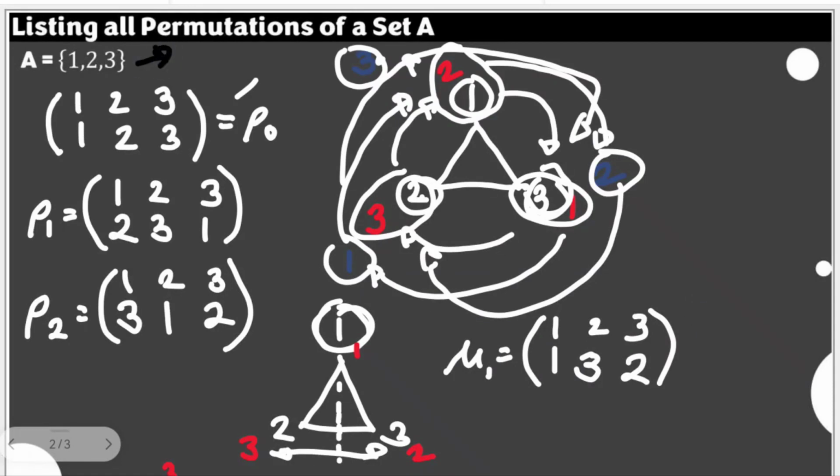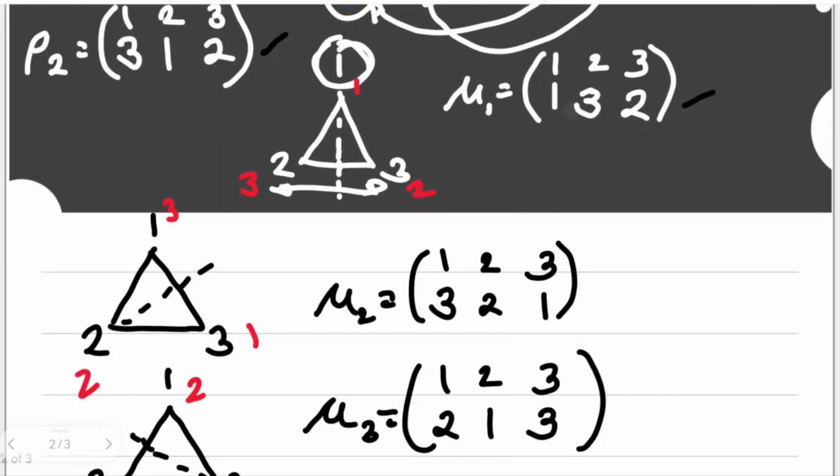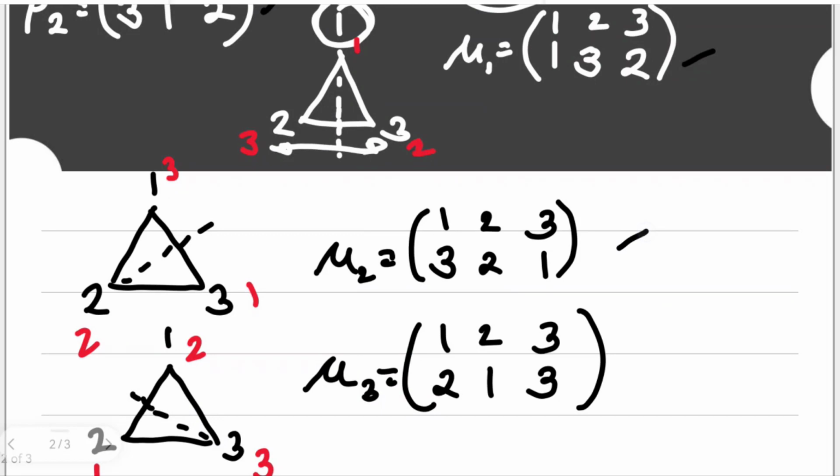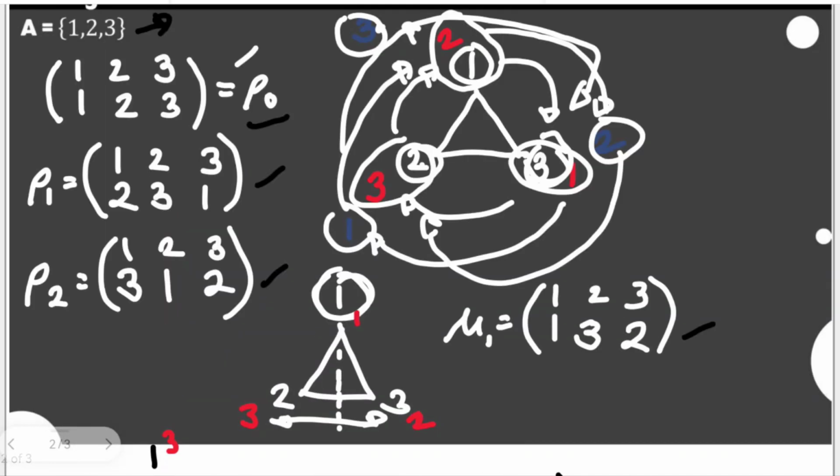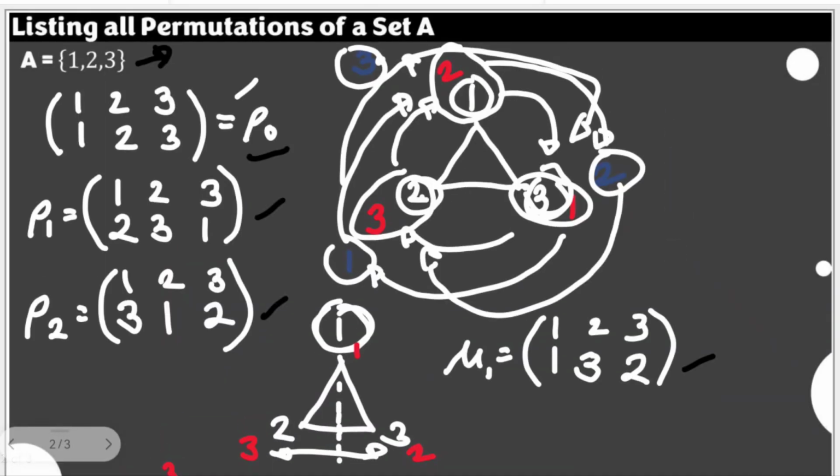So you will have the identity permutation, the first rotation and second rotation, which are called rho. Your mu would be for flipping using the perpendicular bisector, and here as well, and here as well. So these are your 6 permutations for your set A. Now this is very important as we are going to look into permutations of another set containing 4 elements.